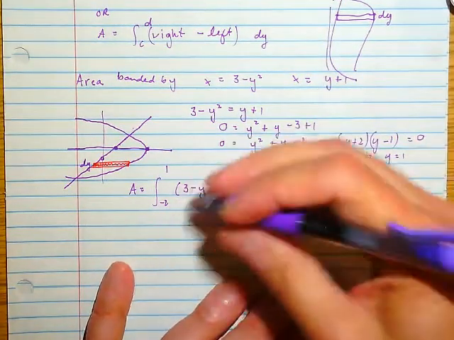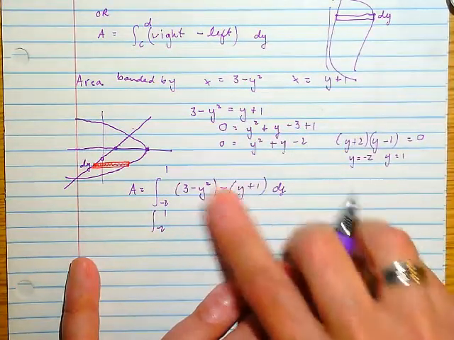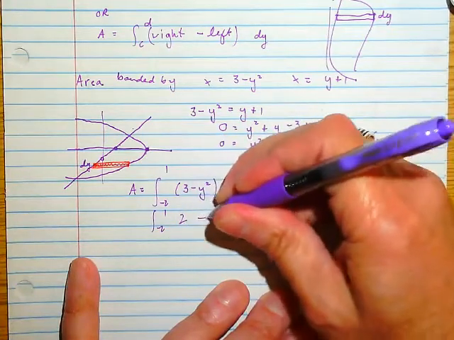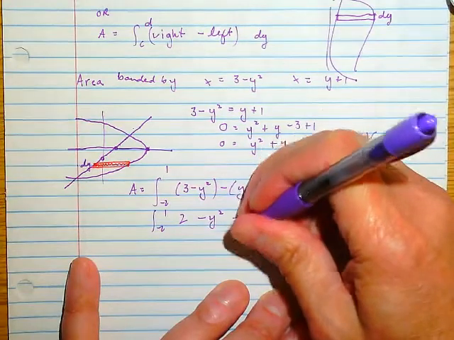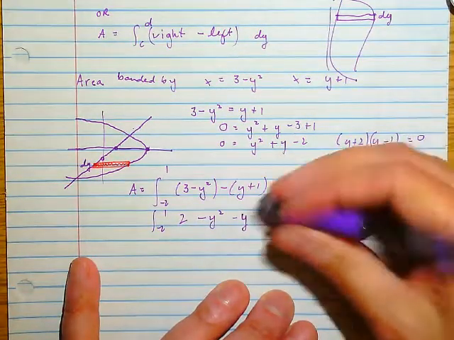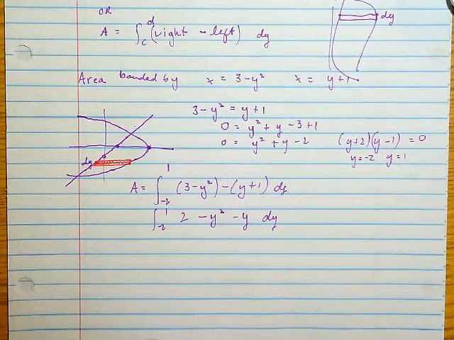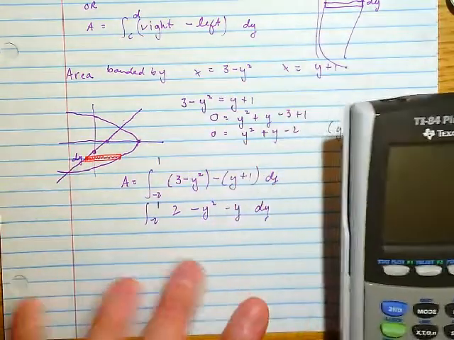Okay, dy. So integral from negative 2 to 1 of 3 minus 1, well, that's just 2, isn't it? Minus y squared minus y, right? And that's a dy. In fact, if you had your notes from the first problem, this is the same. So let's just practice our calculator again.